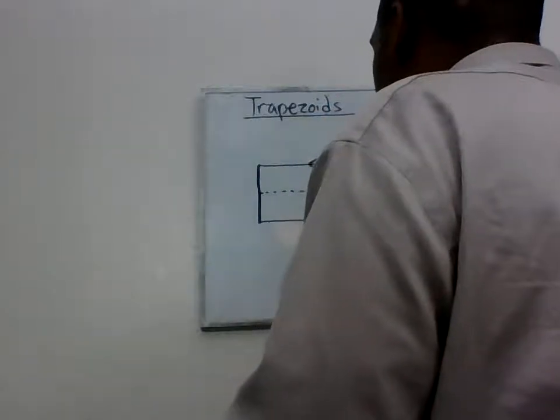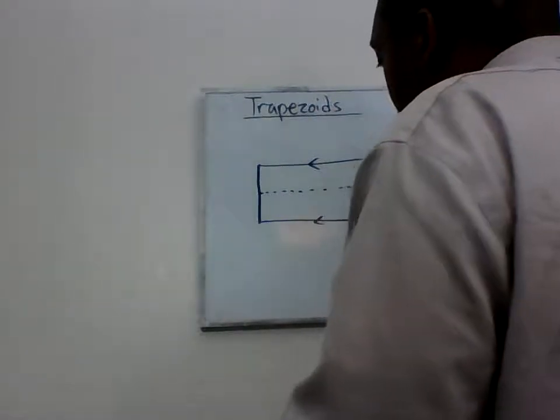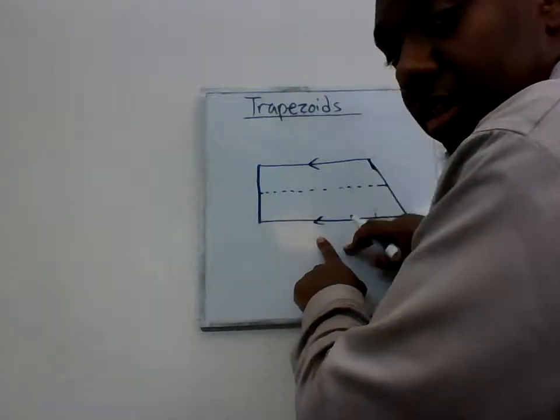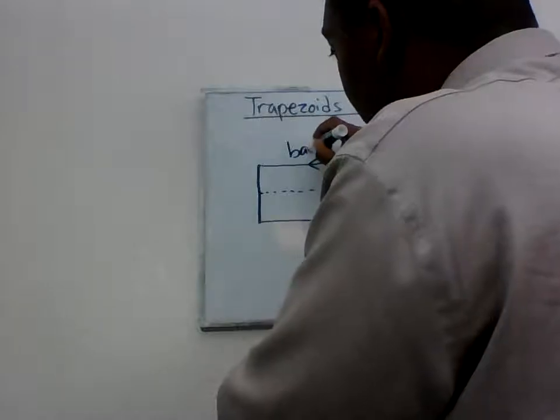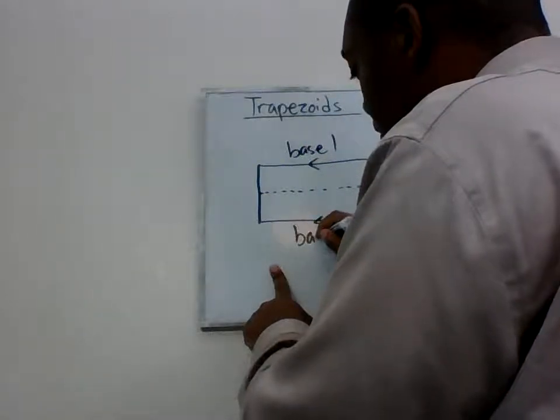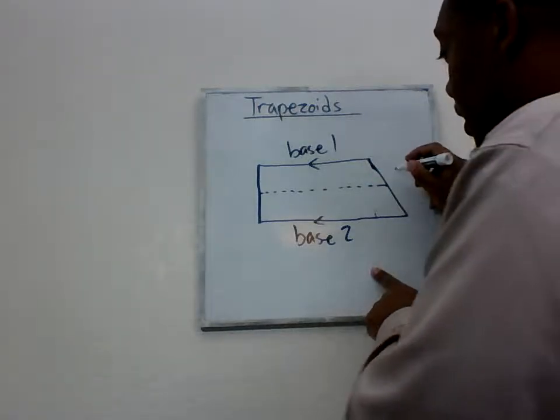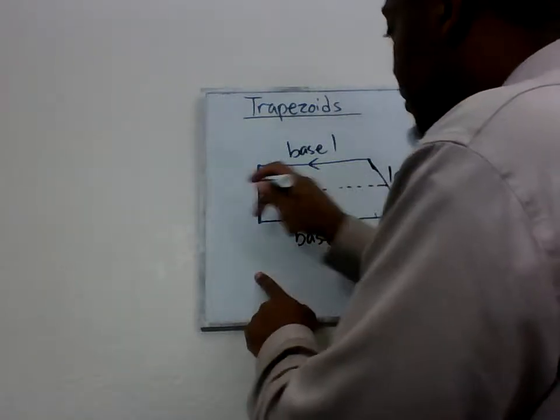When you look at going halfway between it. Now, let's first talk about the sides of it. The two parallel sides are called bases. So this would be base 1, this would be base 2, or you can call that base 2 and base 1. Doesn't matter, but those are the bases. The others are called legs.